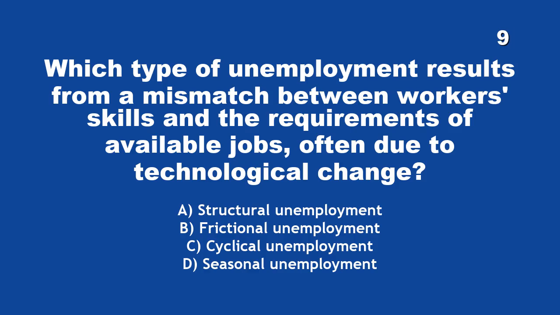Which type of unemployment results from a mismatch between workers' skills and the requirements of available jobs, often due to technological change? Option A, structural unemployment. Option B, frictional unemployment. Option C, cyclical unemployment. Option D, seasonal unemployment. The correct answer is A, structural unemployment.